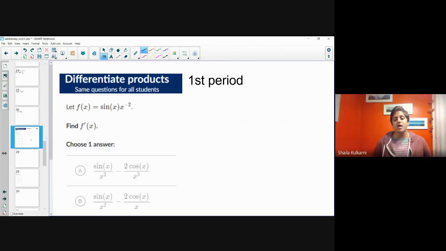So let me repeat what I was saying before. Now we're at differentiating products, which you need to know all of your rules for. So let's read this out. The other thing we need to know is if it's multiple choice, I do have to simplify it. So we're going to practice that a little bit.